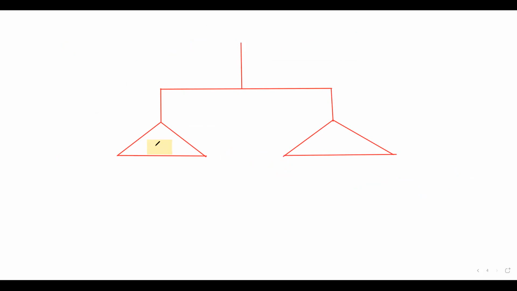And its mass is unknown. And we took 5 units of carbon 12 to balance this. So what is the mass of this element Y? What is the relative atomic mass? We can also represent it by Ar, capital A and small r.